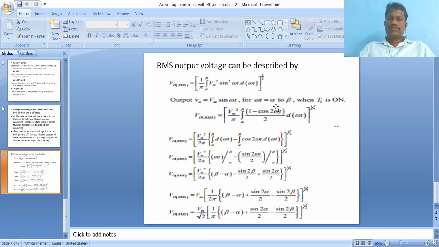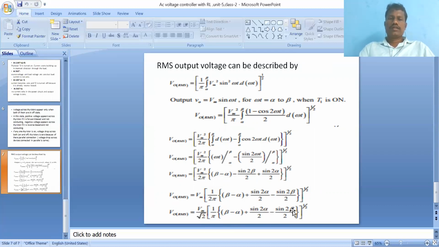After simplifying, V naught RMS is equal to Vm by root 2 into 1 by pi into beta minus alpha plus sin 2 alpha by 2 minus sin 2 beta by 2, whole power 1 by 2. Alpha is the firing angle, beta the extinction angle, gamma the conduction angle. Like that we derive the RMS output voltage. I already derived that.